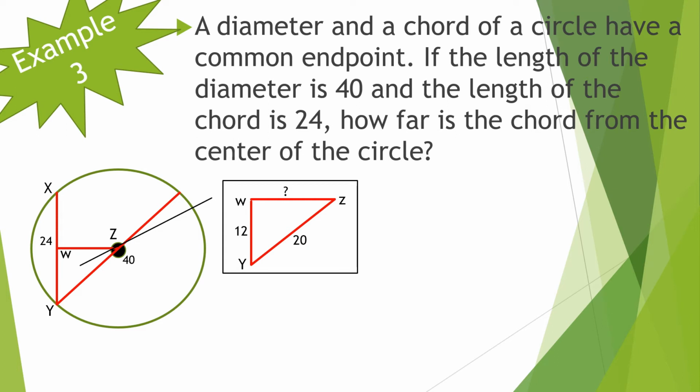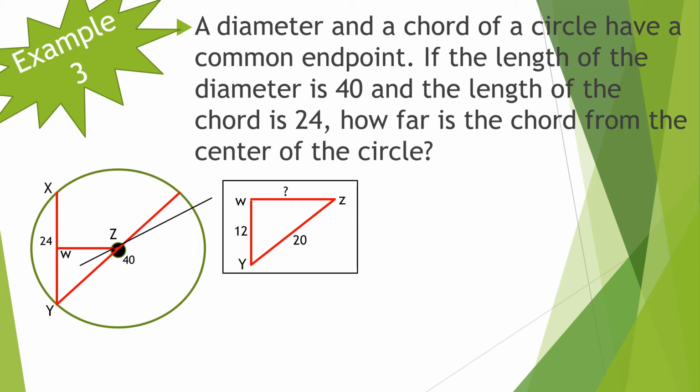So we have here a diameter from Y that passes through point Z, which is equal to 40 units, and a chord which is XY, which is equal to 24. The question is, how far is the chord from the center of the circle? So let's take that figure out here. WZ is what we are going to solve, how far the chord is from the center of the circle.